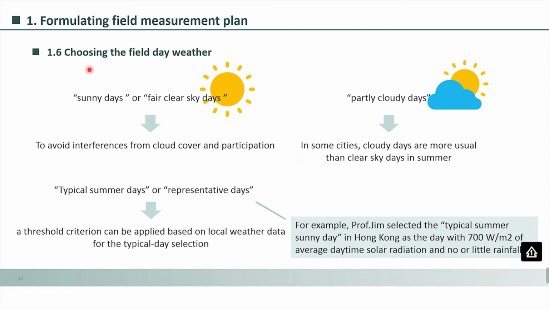And then the next step is to choose the field day weather. From the literature review, I found that most researchers choose sunny days or clear sky days because it can help avoid the effect from cloud cover and precipitation. And in some cities such as Hong Kong, Guangzhou, and Taipei, in the subtropical climate zone, cloudy days are more usual than clear sky days in summer. So the researchers there will choose partly cloudy days.